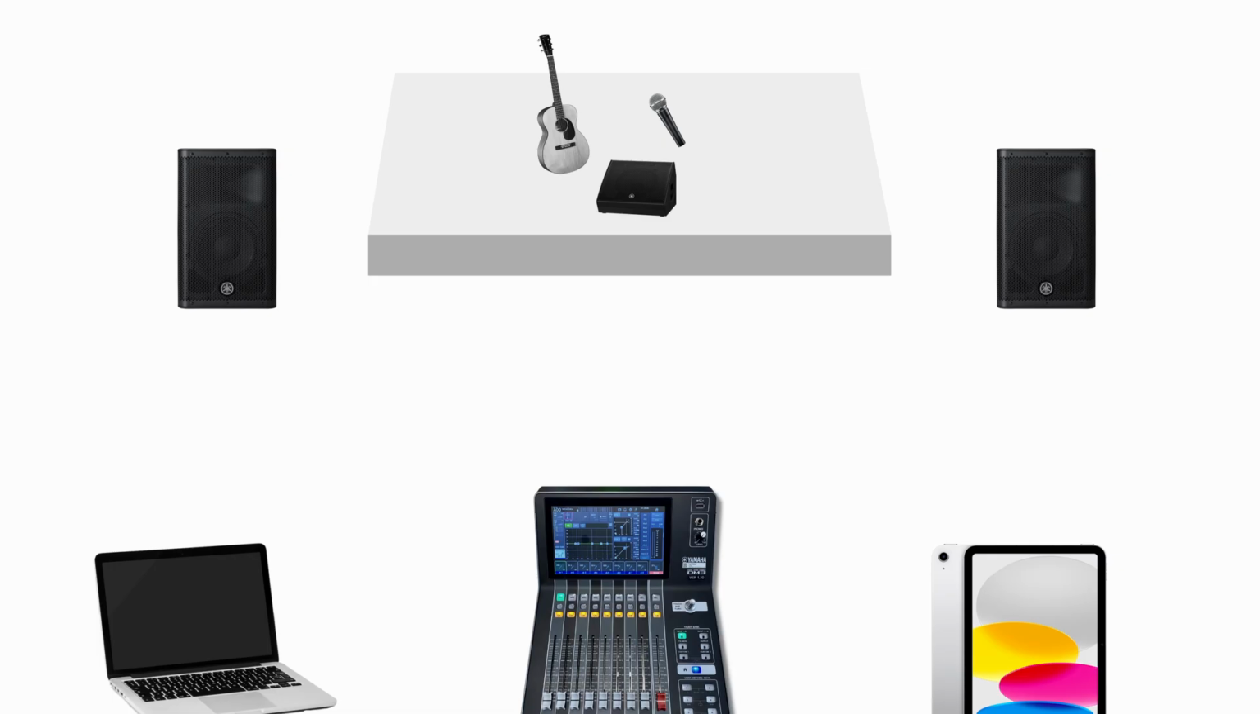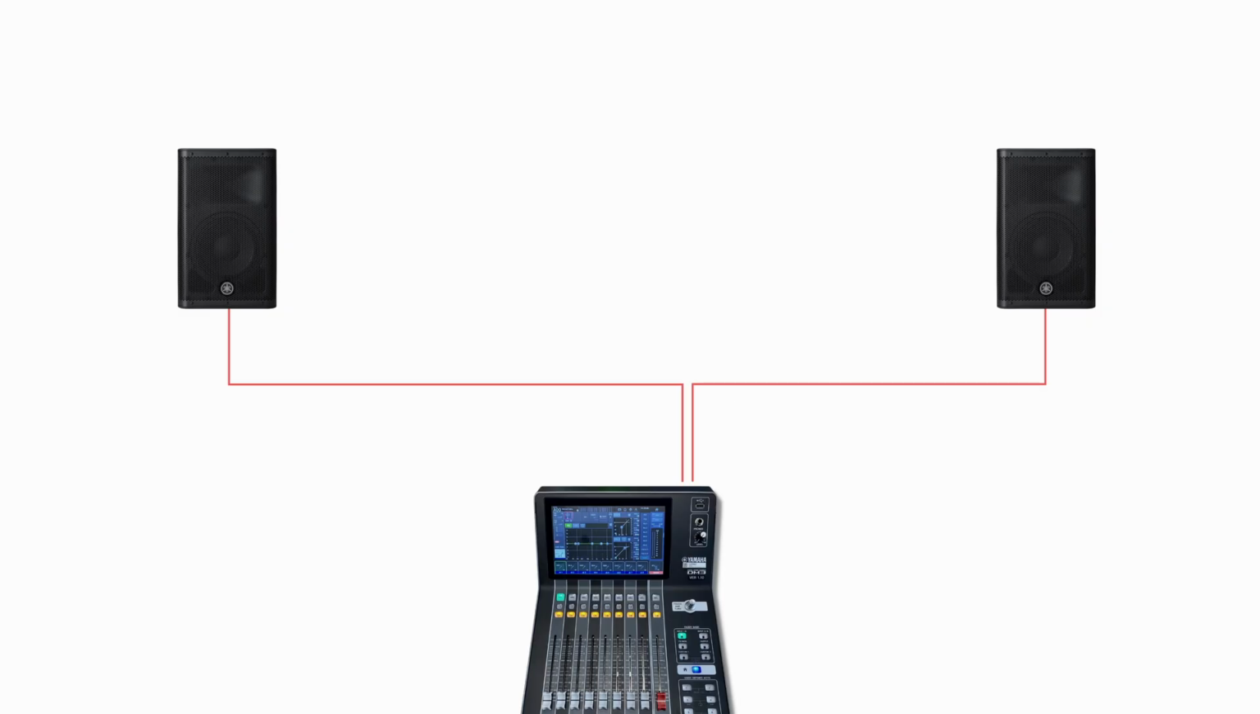When the musician is taking a break between sets, we will play background music from a tablet or a smartphone. Let's look at how we can set this up on the mixer. We can start by connecting the outputs to the speakers.